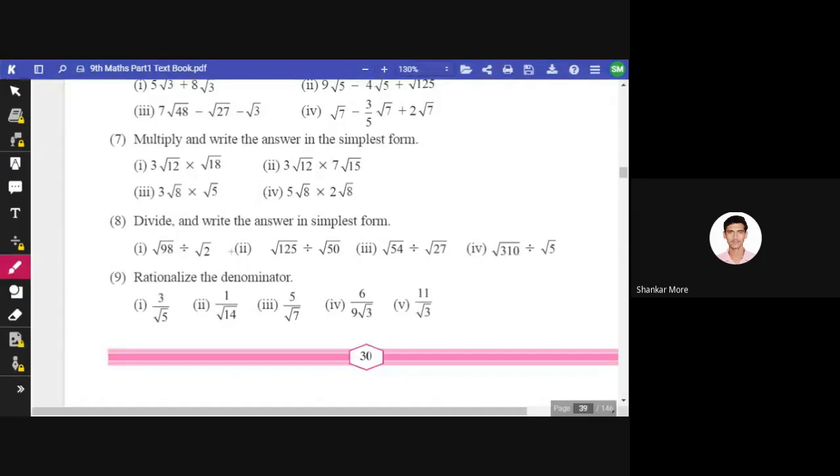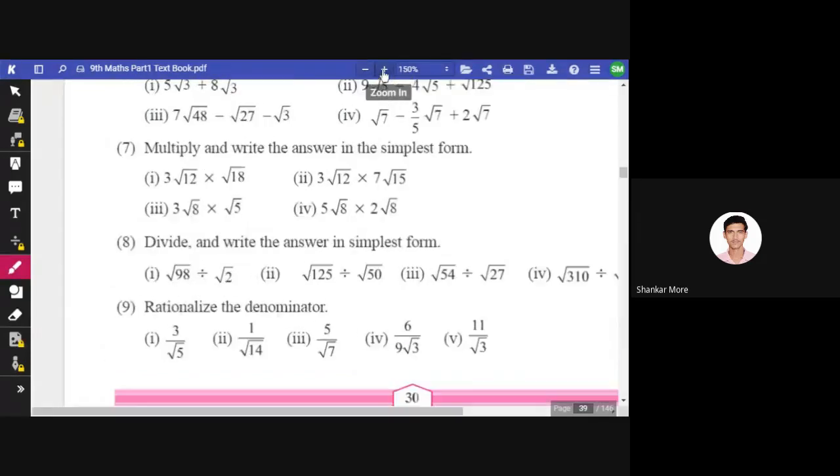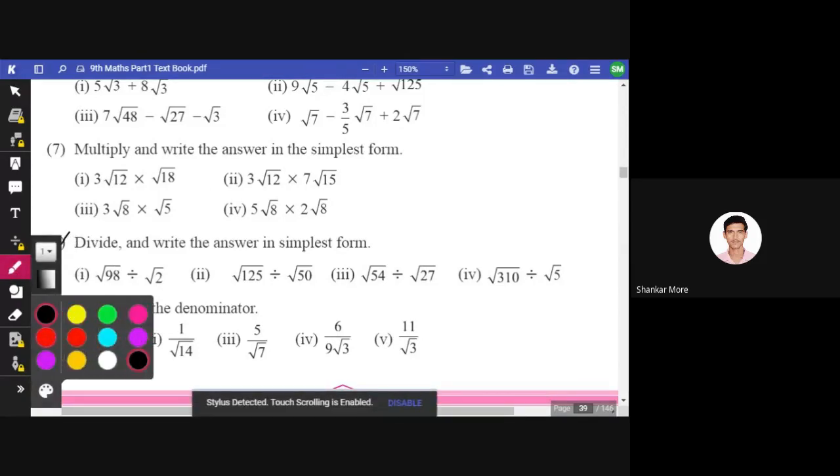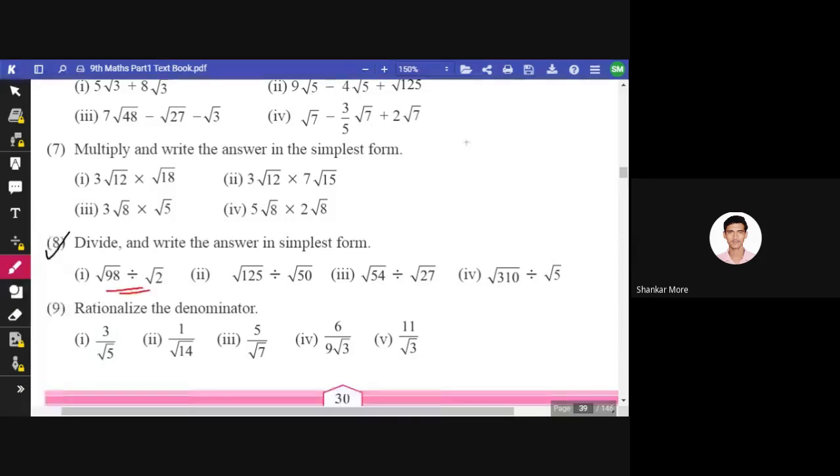Okay, and we will continue with our topic. We have learned about surds in the last class. What are surds? Right, we have heard or read about surds in the last class, and we have solved a few examples also. In this class, we are going to solve question number 8. Let me just change the pen color. So how do we solve this?